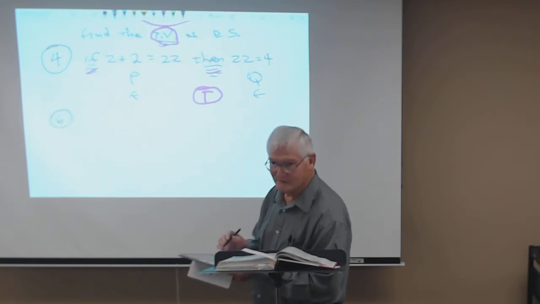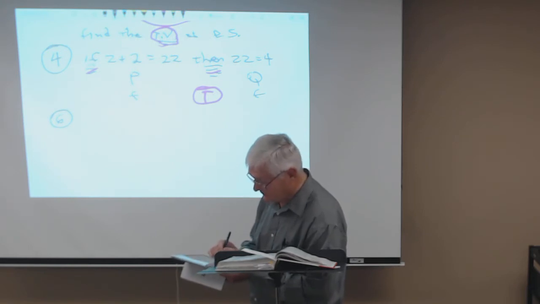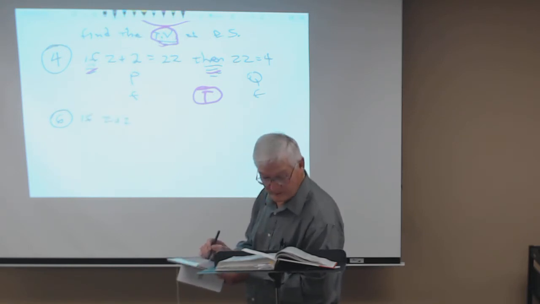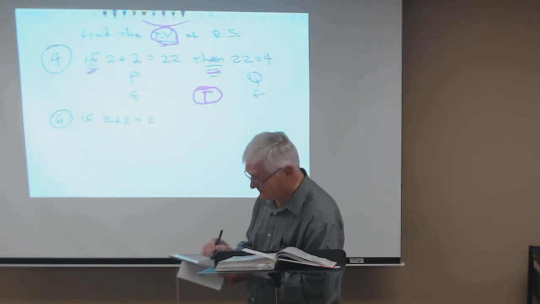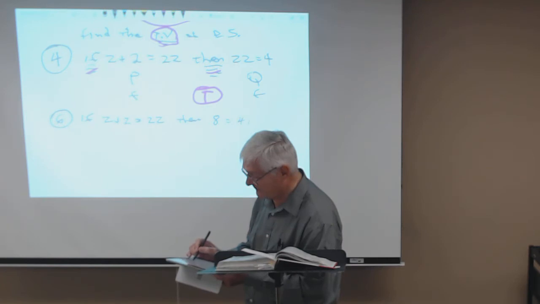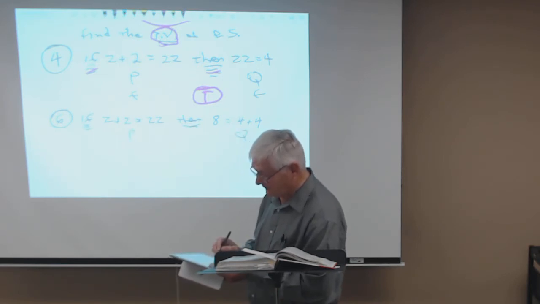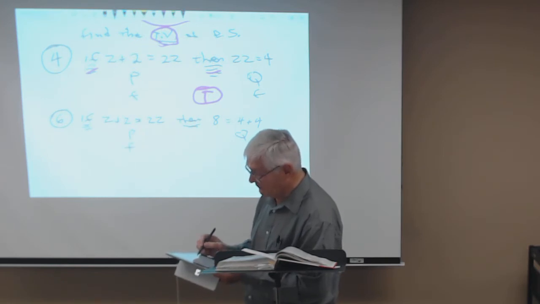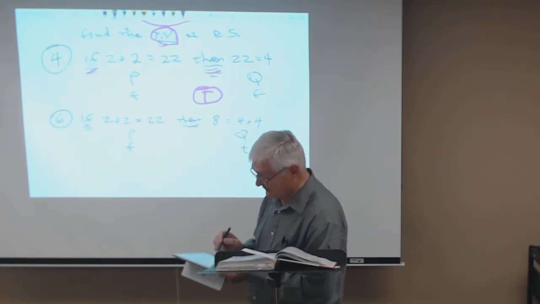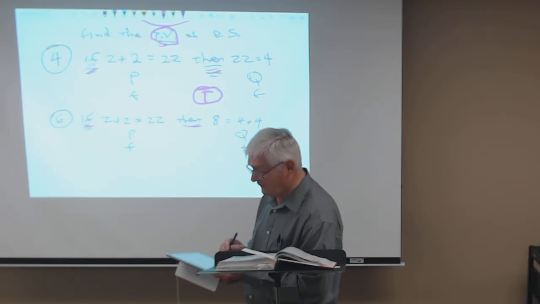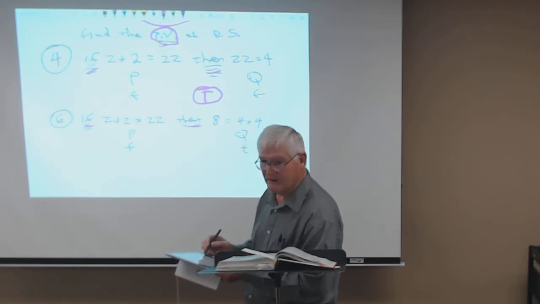That's great that you're seeing this stuff. If 2 plus 2 equals 22, then 8 equals 4 plus 4. So here's if, then, P and Q. Is P true or false? False. It's false. Is Q true or false? True. So what's about the if, then? True. Is it true or false? When it's false and true, what's if, then? True.